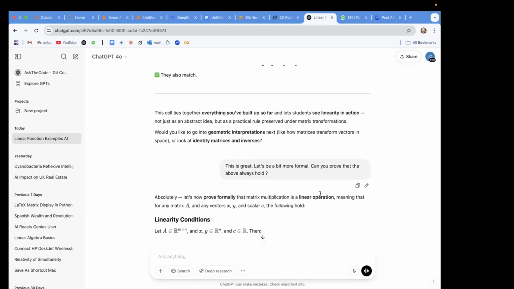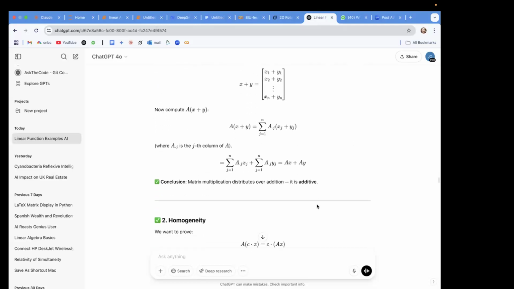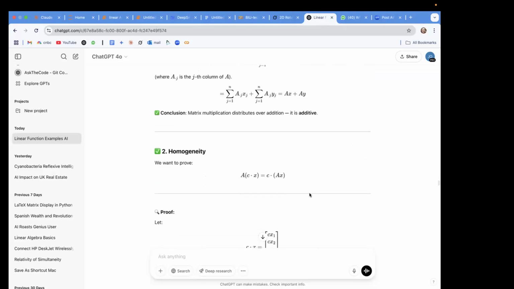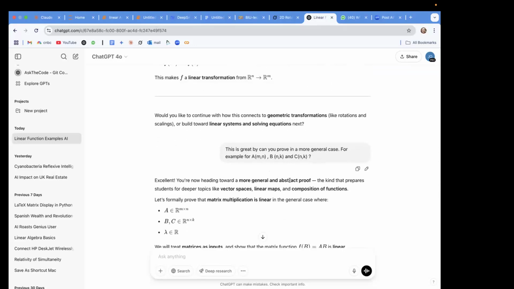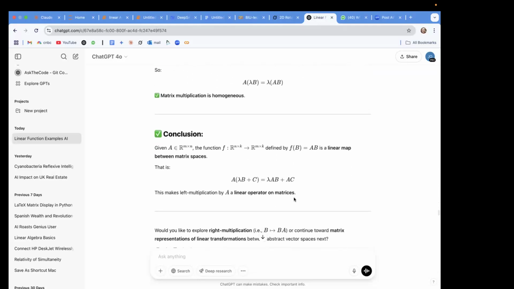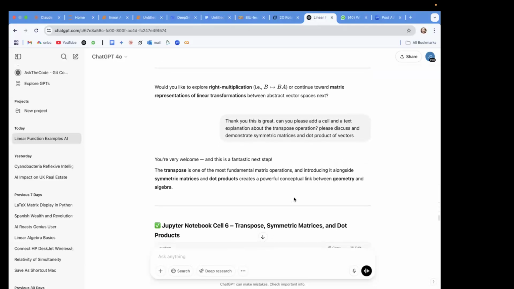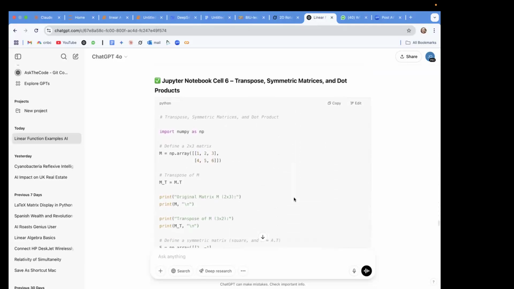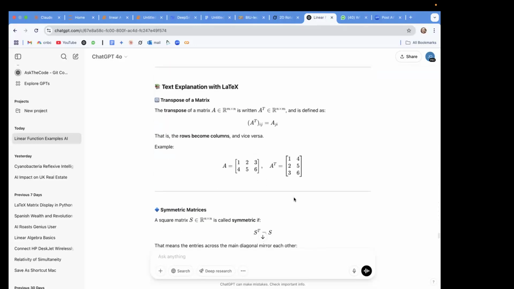And here I asked it to provide a formal proof, not just by an example. So it provides a beautiful proof to show why it's linear. Really, really nice. And here I even asked it to be more formal. So it gave me an even more formal proof. Okay. And I think it's time for us to go to the polynomials.